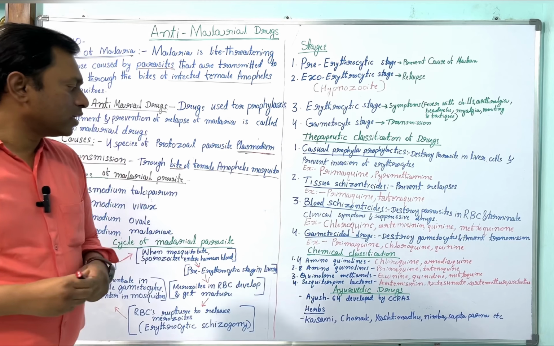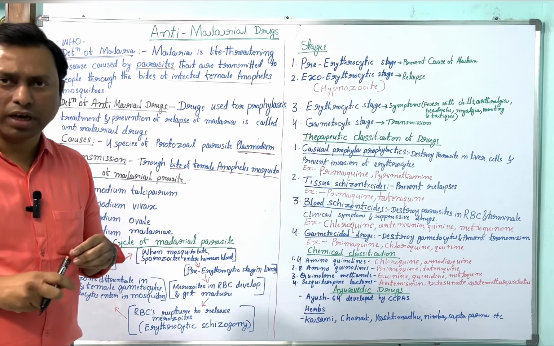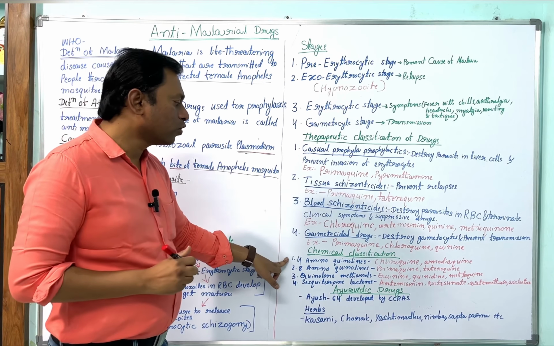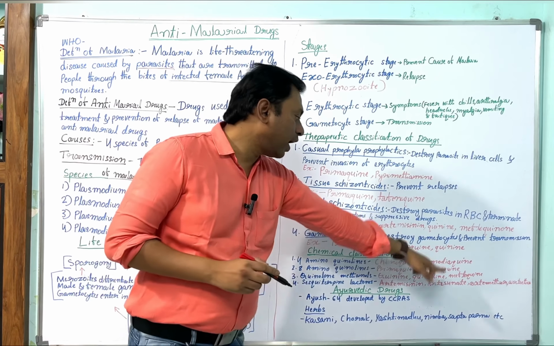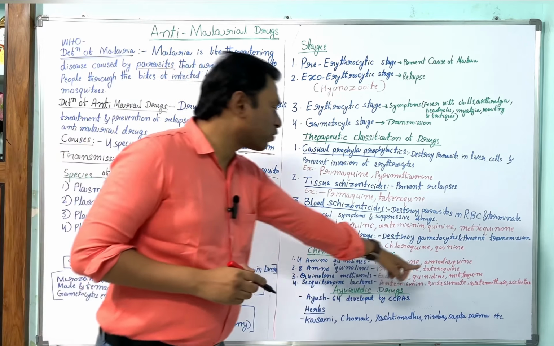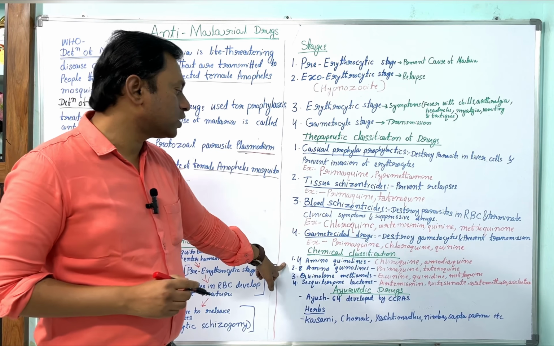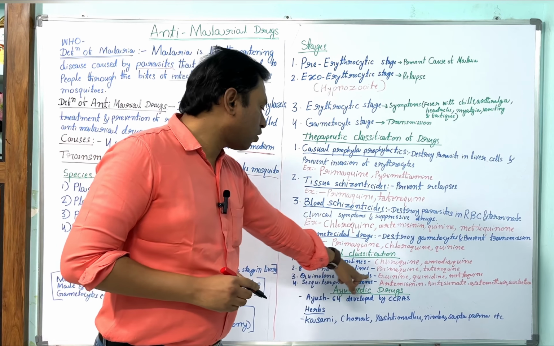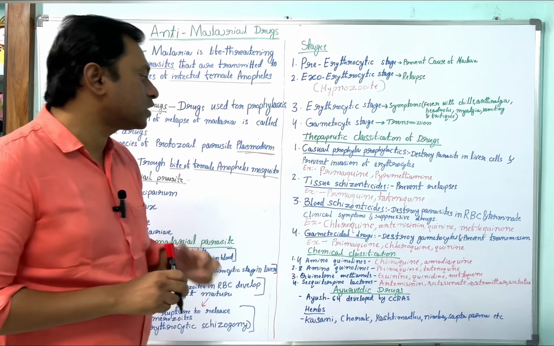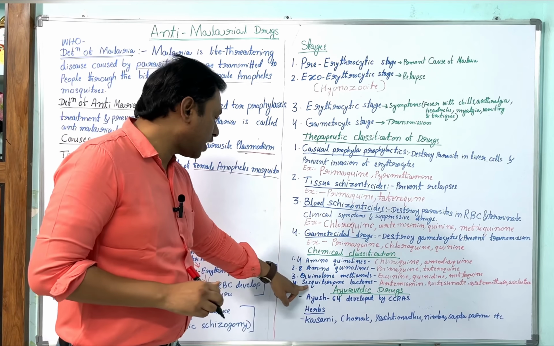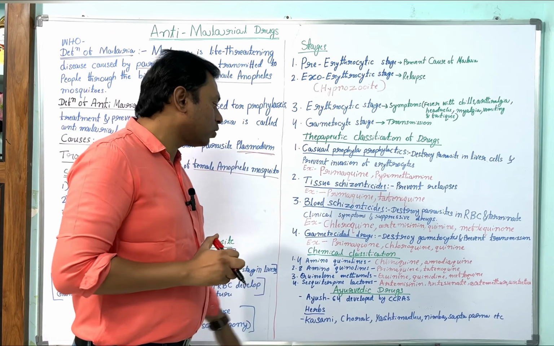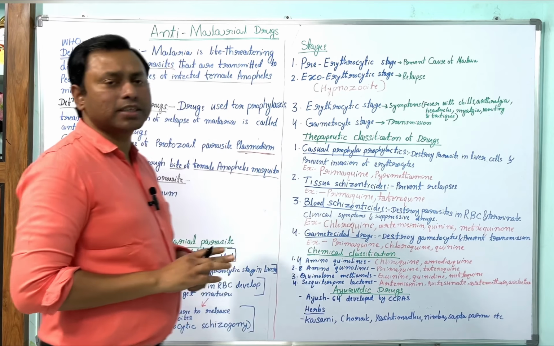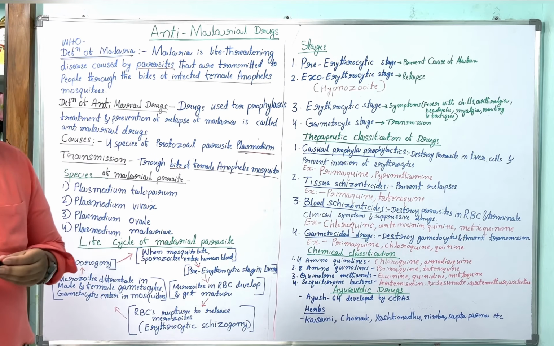Next, the chemical classification. What are the chemicals used to treat the malarial parasites? The first is the 4-aminoquinolines, the drugs being chloroquine and amodiaquine. The second, 8-aminoquinolines, that is primaquine and tafenoquine. Next, quinoline methanols, those are quinine, quinidine and mefloquine. And lastly, the sesquiterpene lactones, those are artemisinin, artesunate, artemether and arteether. These are the chemical classification of the drugs.